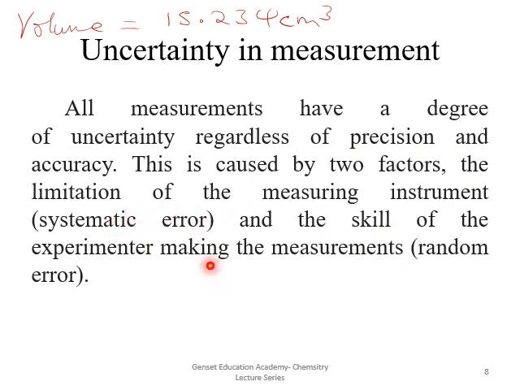So if it's an instrument, we say it's a systematic error. But if it's you, because you are human, you're prone to error, maybe because of eyesight, maybe you are shaking when you're taking the measurement, and you cannot really be certain, we call it a random error.